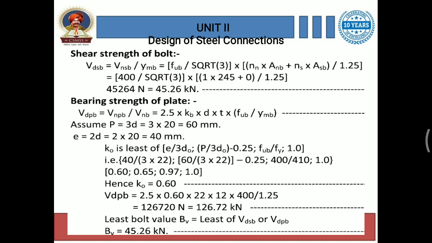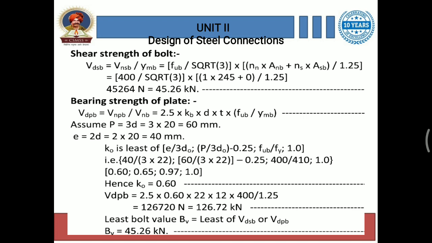Okay, keep in mind here e by 3d0, p by 3d0 is given. Directly d0 is not given; d0 means the diameter of the hole. Just calculate this value. e, p, fub, fy are already known, so you can easily find out these 4 values, and by looking over these values you can easily find out the least number. Okay, and just take the least value of Kb.